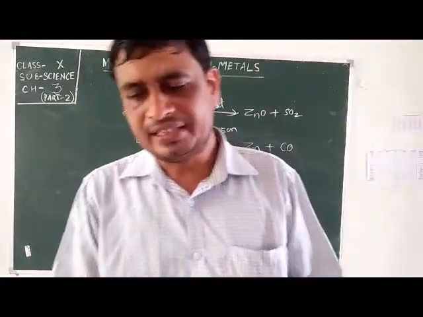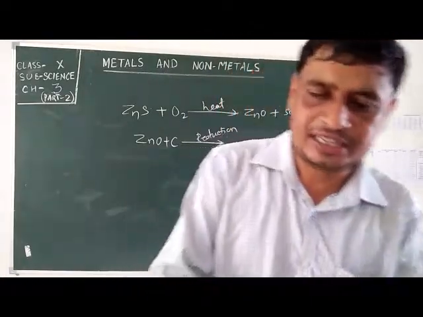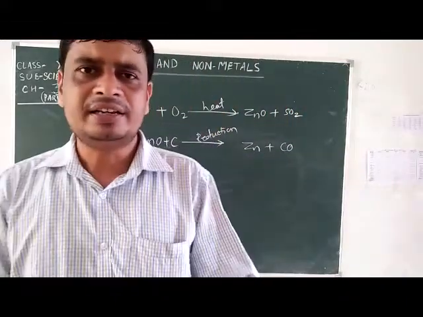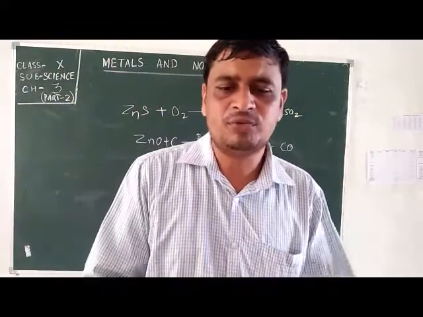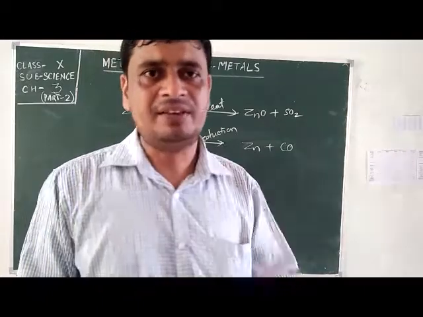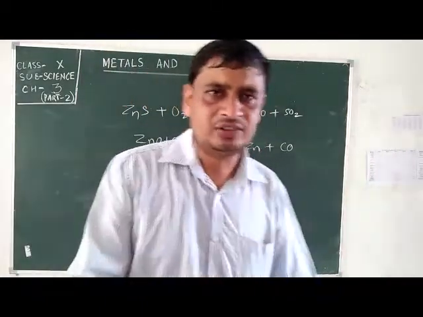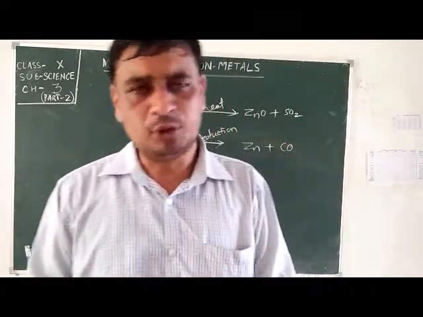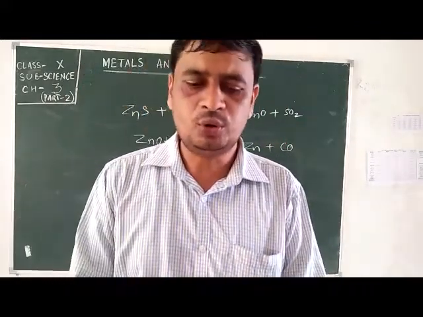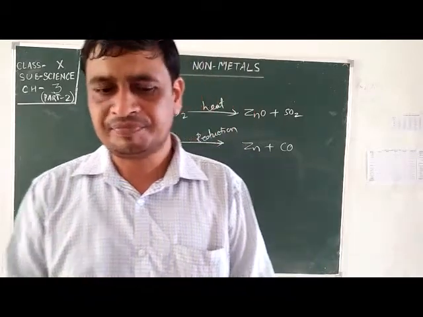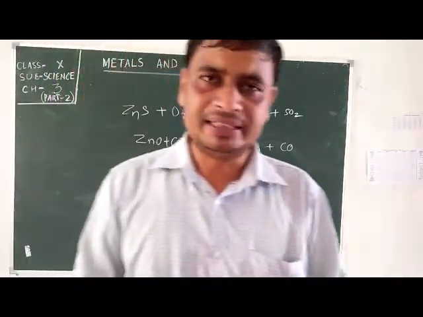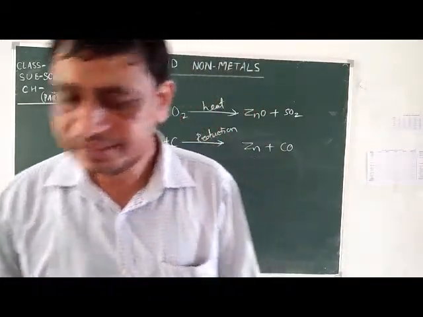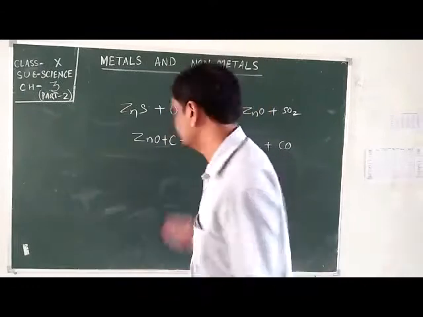In this way, we get the metal, but the metal we are getting here may not be in pure form. Some other metals may be mixed with the metal extracted from the ore. To get the pure metal, we have to follow refining of that metal, electrolytic refining. By this electrolytic refining, we get the metal in pure form. Next, we'll discuss corrosion.